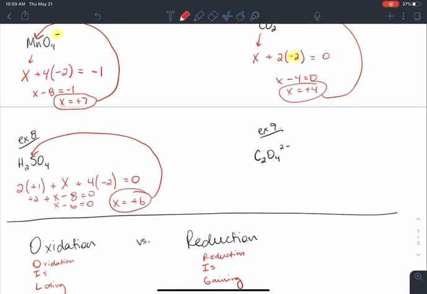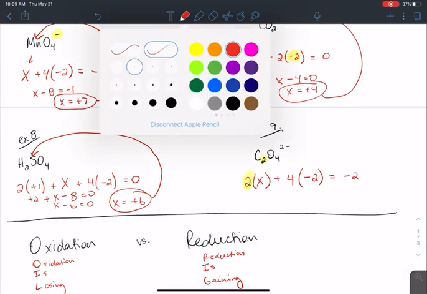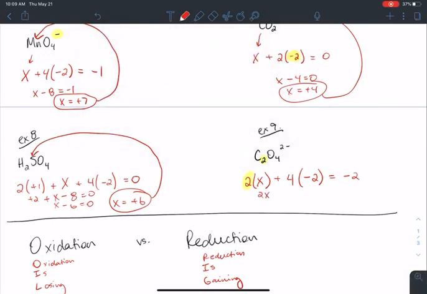The last one, we have oxalate anion. So we have 2 carbons, 2 unknowns. We don't know what it is. Plus 4 oxygens, which have a -2 charge. All this has to add up to equal what? -2. So we have 2x minus 8 equals -2. 2x equals +6. X equals +3. And that is for a single carbon in oxalate.